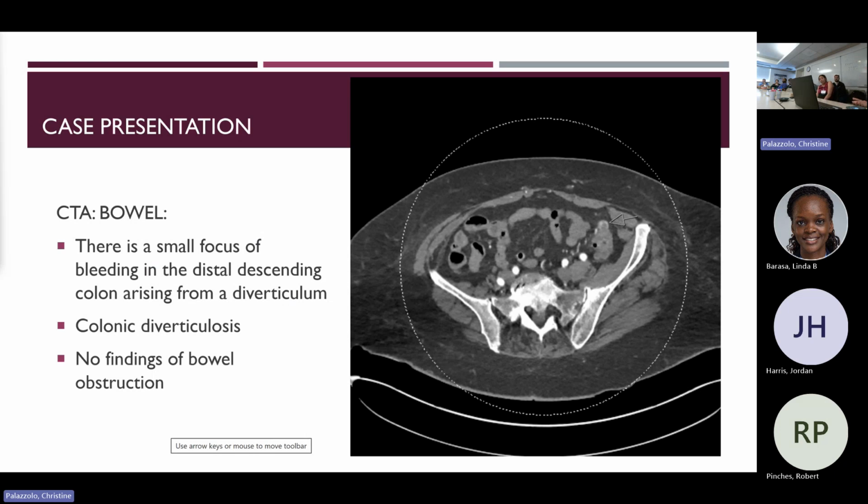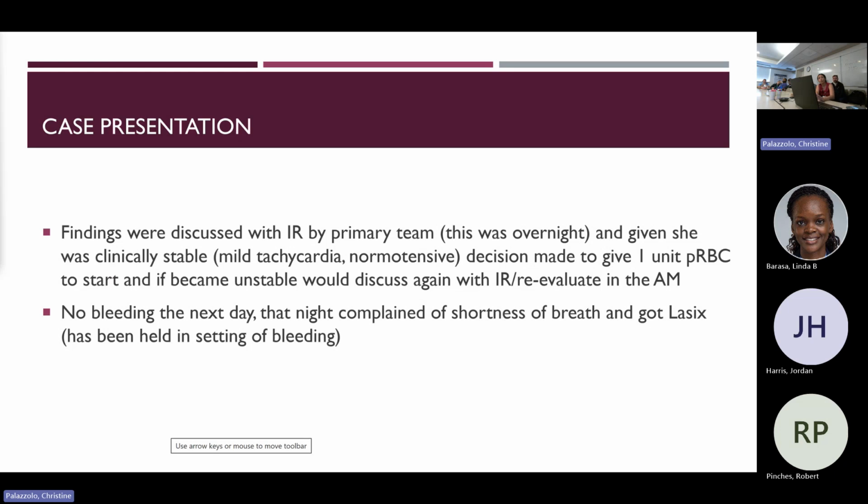And she actually did have bleeding from a diverticulum. So I don't know if you can see, it's like that little thing right there. So it's small, but it's what they pointed out. And I was actually very surprised that the CTA was positive because I didn't think she was bleeding that fast to have that happen. So she had colonic diverticulosis, no findings of valve obstruction.